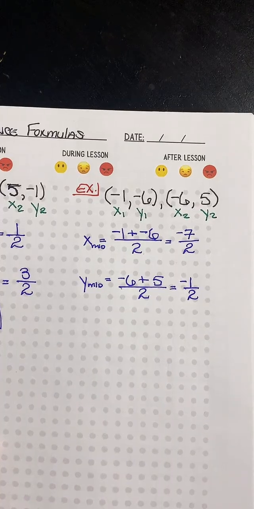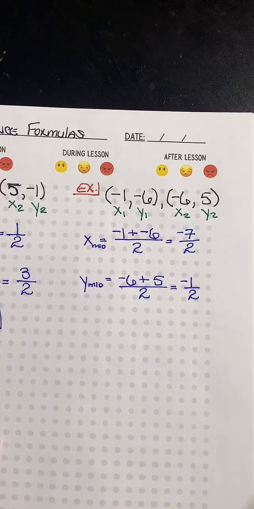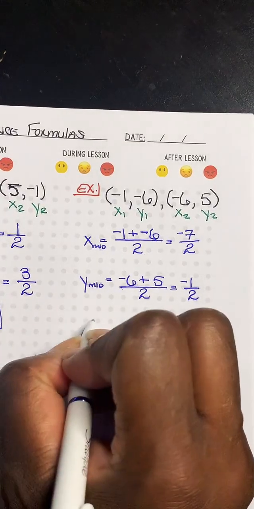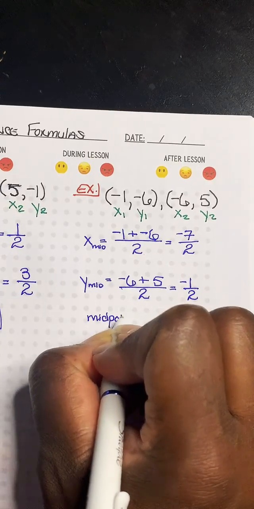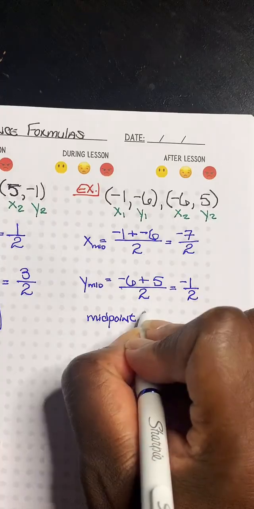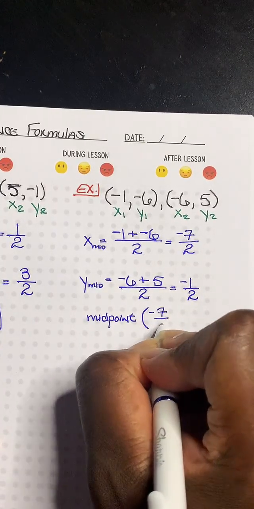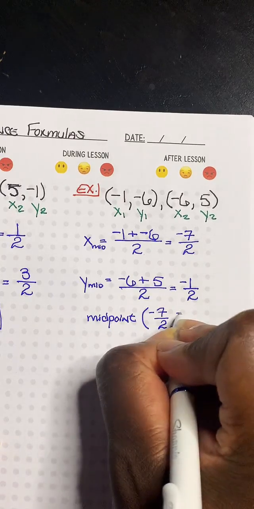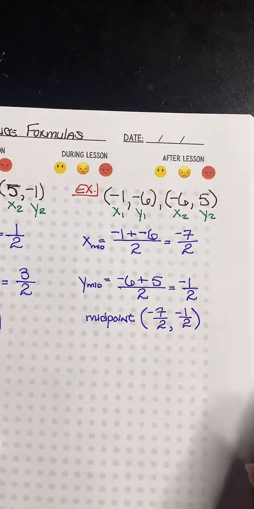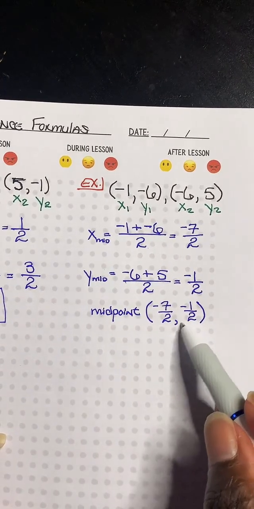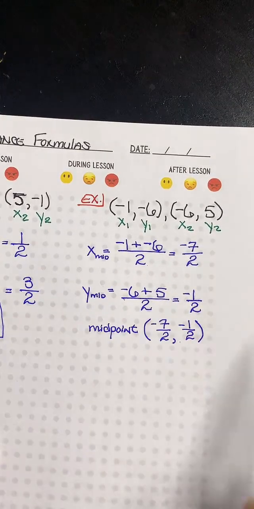I know that this is an improper fraction. It's fine. Because if I want to get my midpoint, we have our negative 7 halves, comma, negative 1 half. So this is going to be the midpoint, the coordinates of the midpoint in between these 2 points.